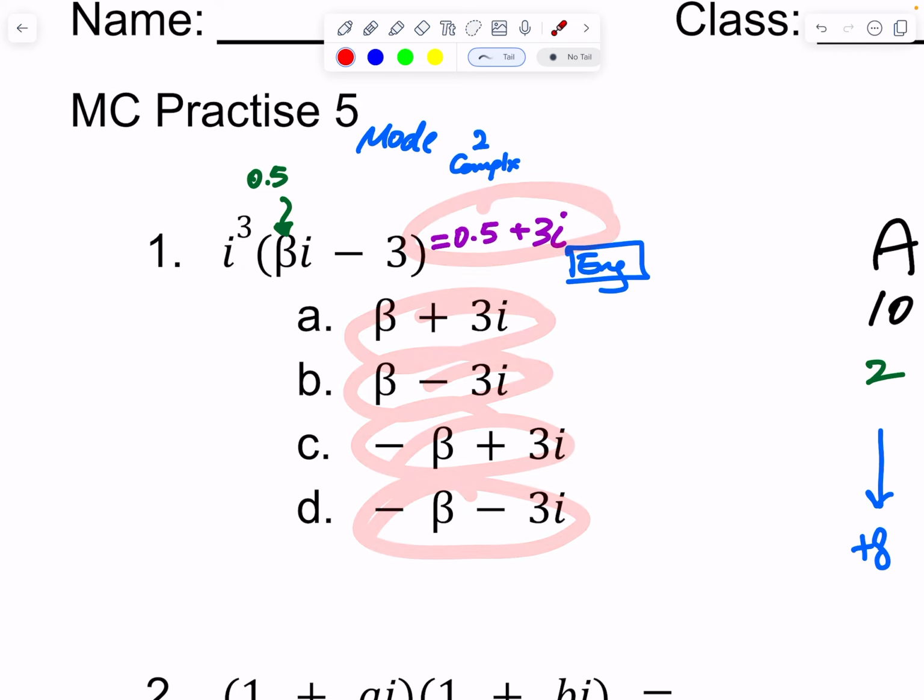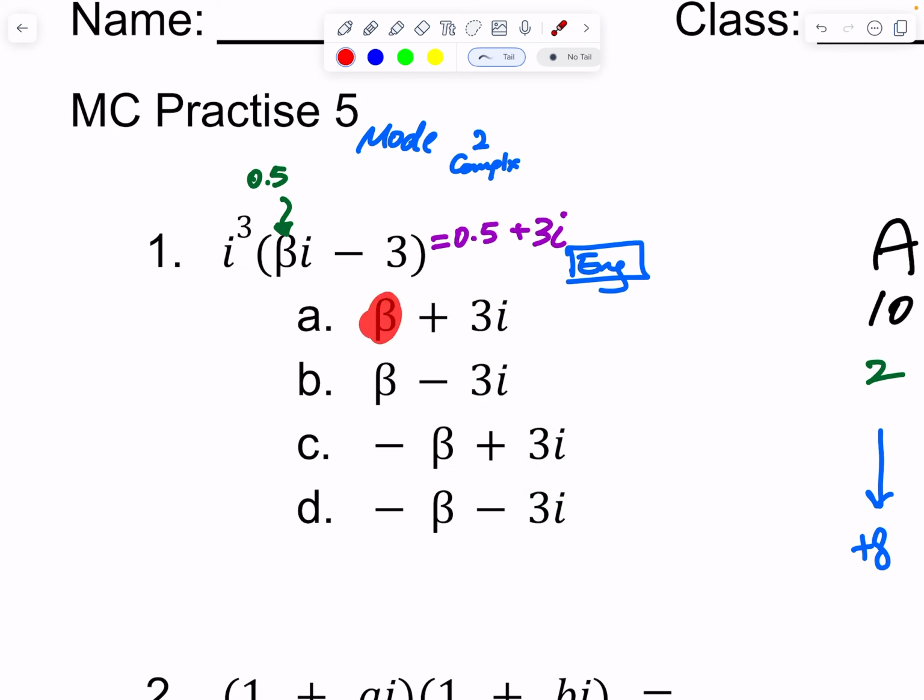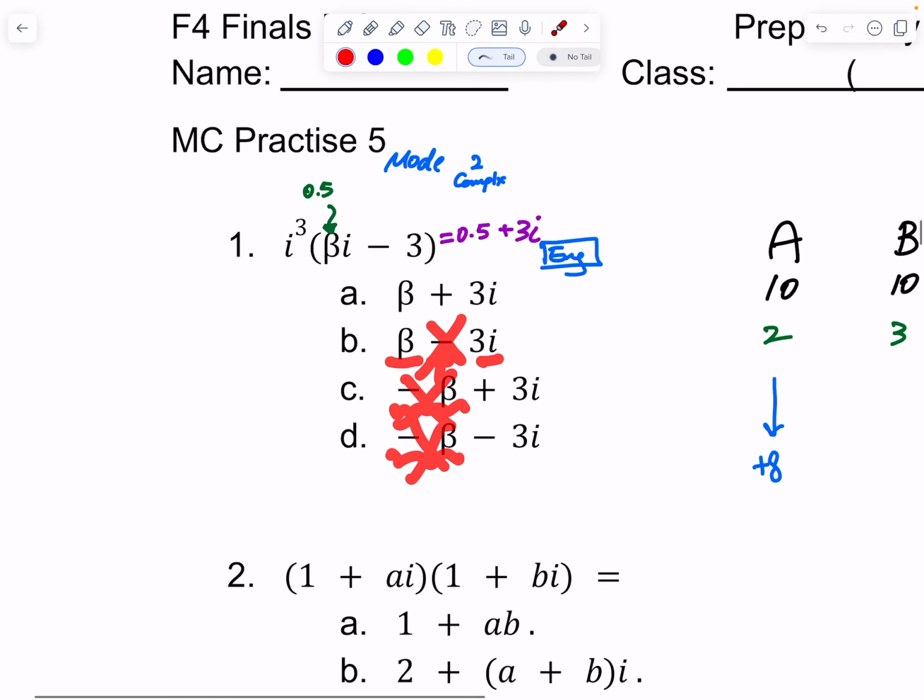Okay, the first option is beta is 0.5. Hey, it's already there, 0.5 plus 3I, so matches. Easy, good. How about the second, 0.5 minus 3? I said this is wrong. And this one is negative 0.5, negative 0.5, so also wrong. Okay, this one is easier.